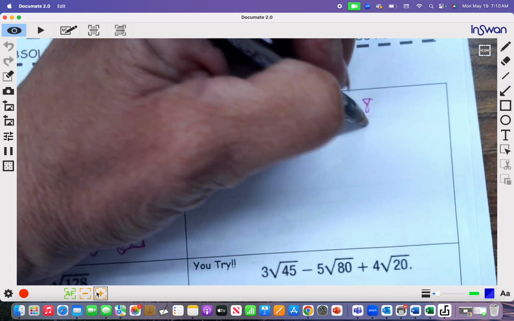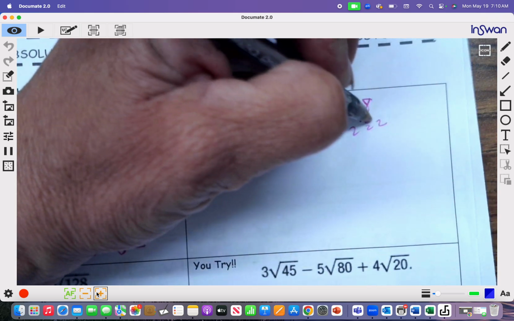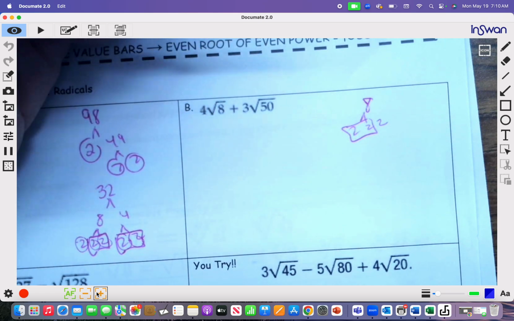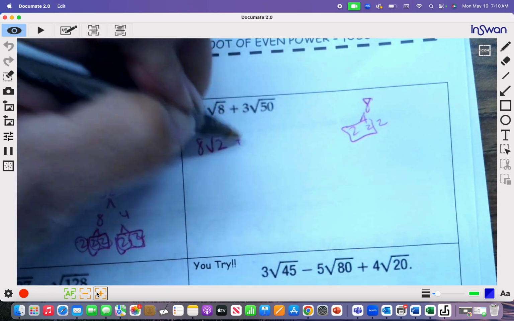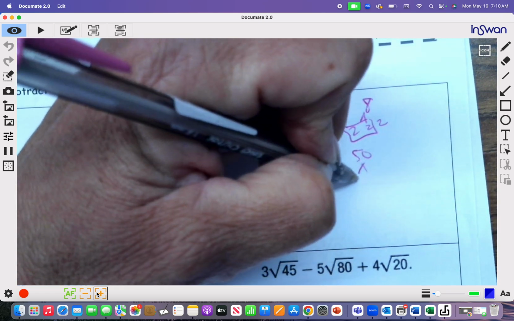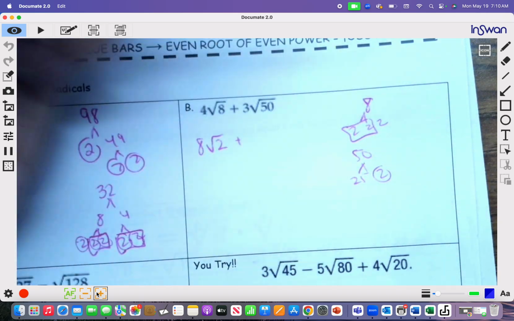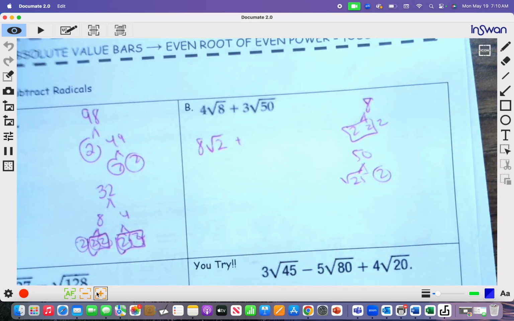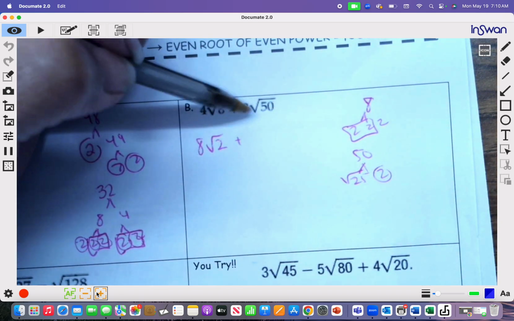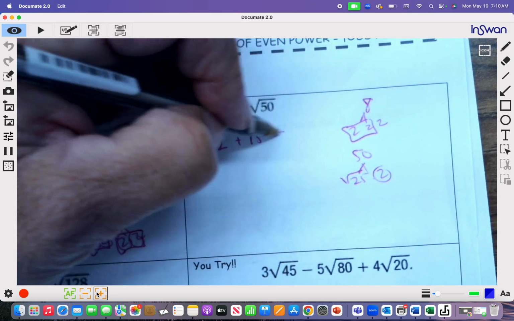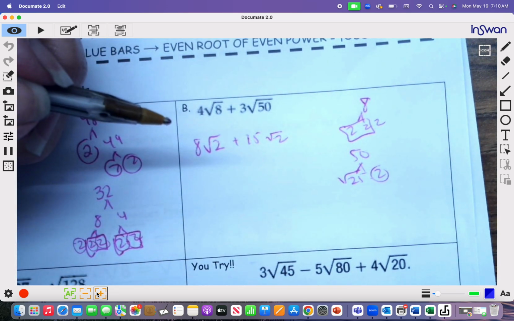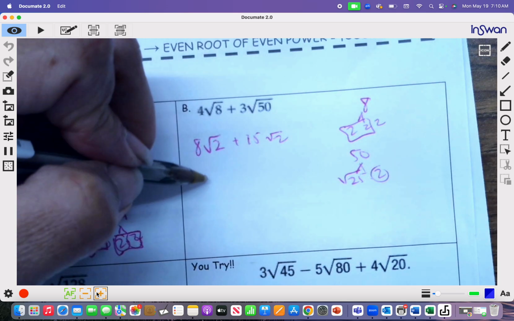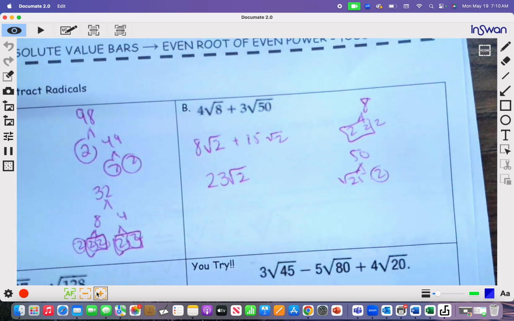This 8 is 2, 2, and 2. So one 2 comes out, times that 4, which gives me 8 radical 2, plus the 50 is 25 times 2. And if you notice right here, 25 is a perfect square. I could just take the square root of it. That's 5. 5 times 3 is 15. This radical 2 is left over. So we're going to do 15 plus 8, which gives us 23 radical 2.